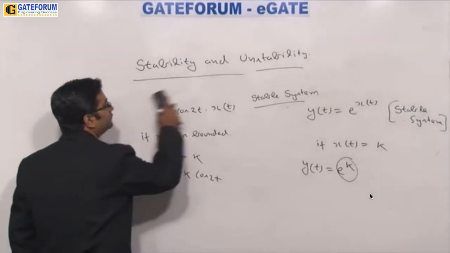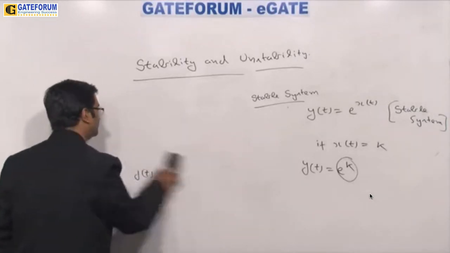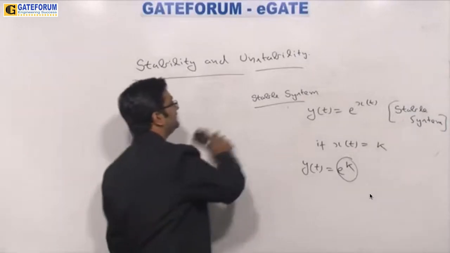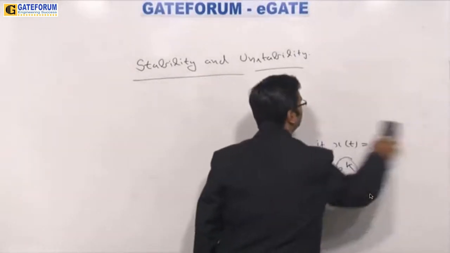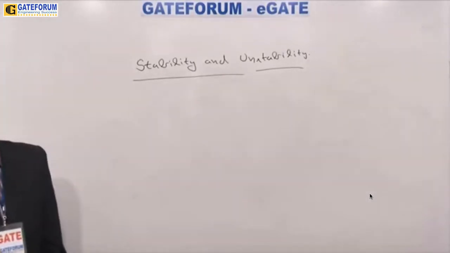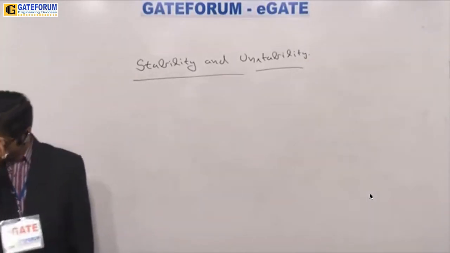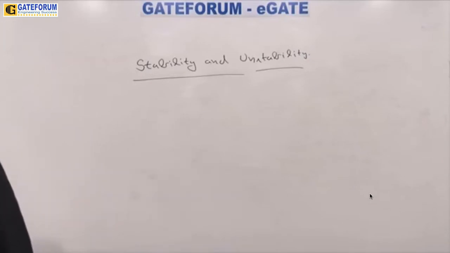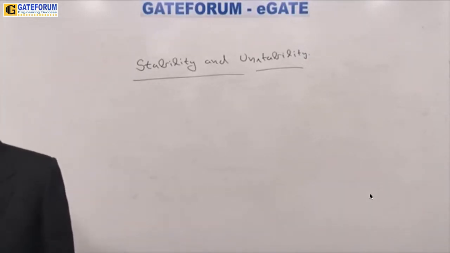That is the way to check whether the given system is stable or not. You give some input which is bounded and check how the output is behaving. If the output is also bounded, the system is said to be a stable system. Okay. So these are a few important types of systems which we have to see.